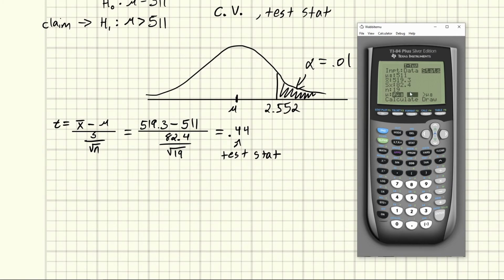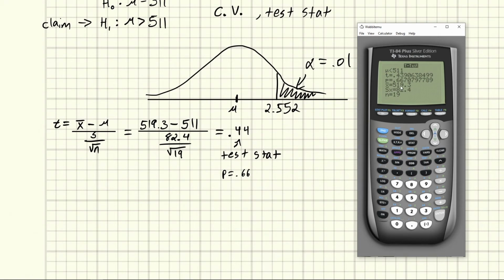But mu is bigger than mu naught. So that's what we want. We'll choose that one, and then we hit calculate. And we get a t-score. Now look at that, same t-score. If we rounded two spots, 0.44, and we get a p-value of 0.66. So p is equal to 0.66. This is a very large p-value, and we'll talk about what that means here in a second.